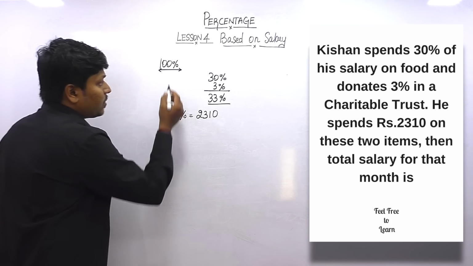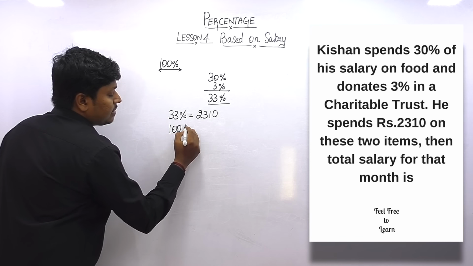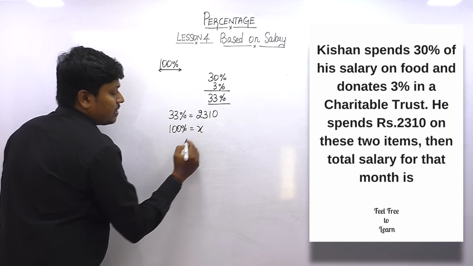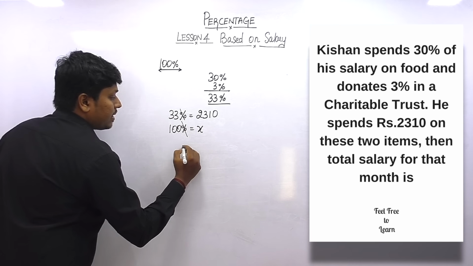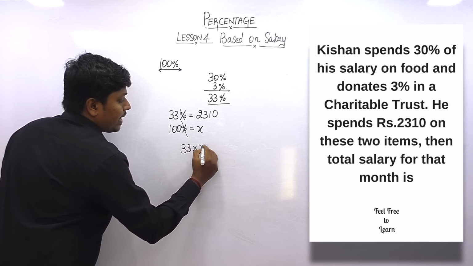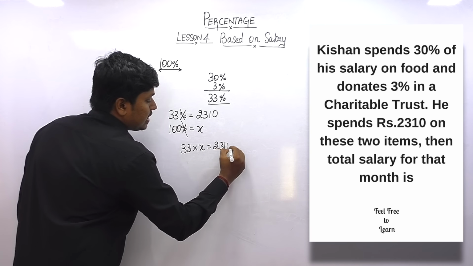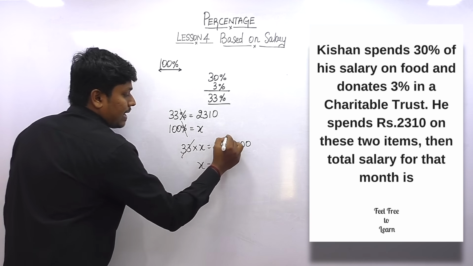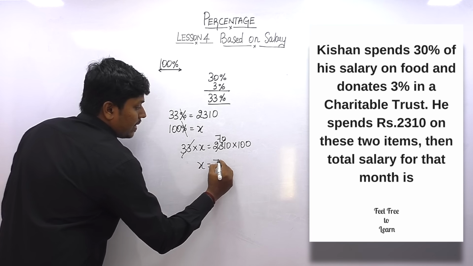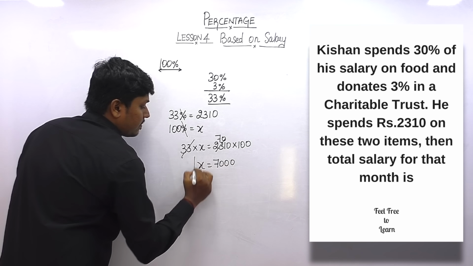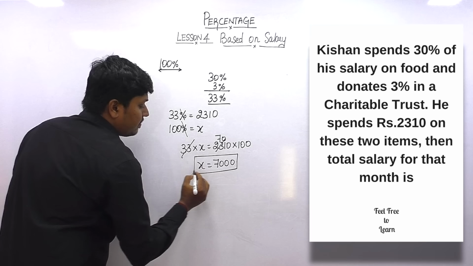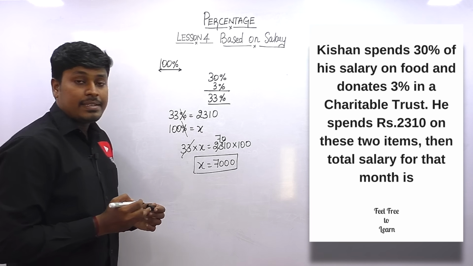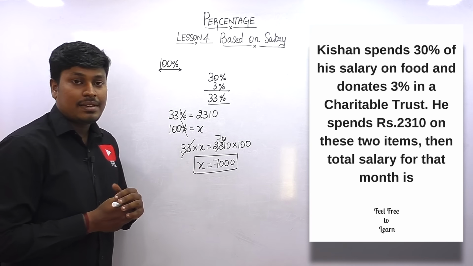Now our target is to find the monthly salary. So we have kept the monthly salary as 100%, equal to X. Similarly, cross multiply this. So 33 into X is equal to 2310 into 100. So X is equal to, you can cancel this 70 times. So X is equal to 7000. So for the second question, we got the answer: Kishan's monthly salary will be rupees 7000.